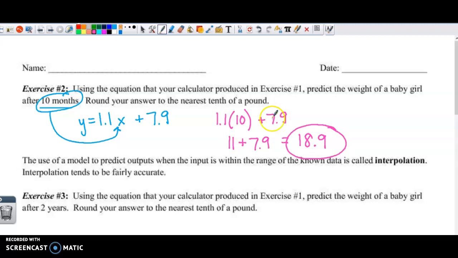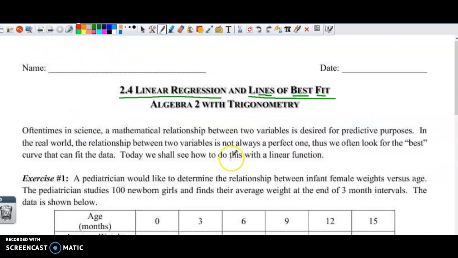So what we just did is, because 10 was between 0 and 15 months, that's what we call interpolation. Interpolation is usually accurate because it's within the data points that we have. If you're still confused, you see how we collected data between 0 and 15 months, and 10 was right there. So that would be interpolation.